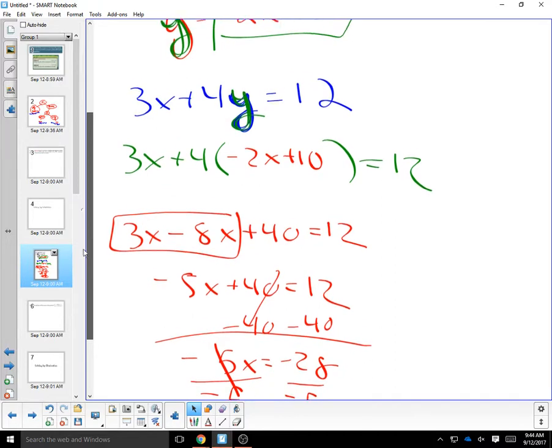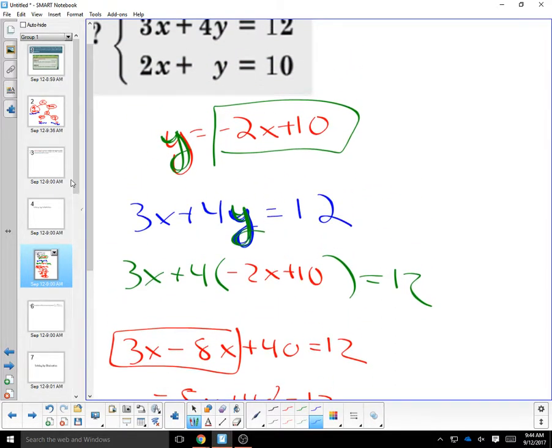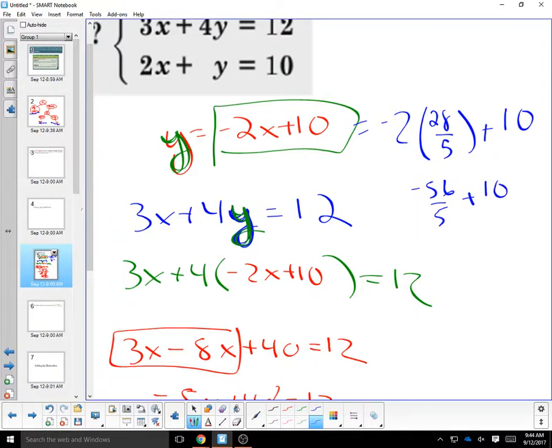I know that y equals negative 2 times x plus 10. And what was x? 28 over 5. So negative 2 times 28 over 5 is positive? No, negative 56 over 5 plus 10. I'm going to have to put a denominator on this. This is going to end up being 5, and then that's going to be a 5, because I got to make it 5 times bigger. So 50 minus 56, that's going to be negative 6 fifths. So here's y.